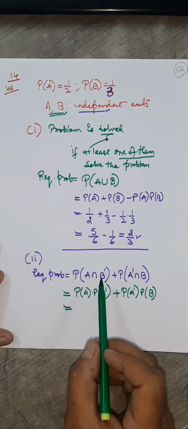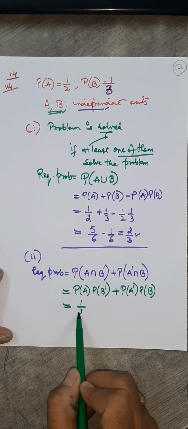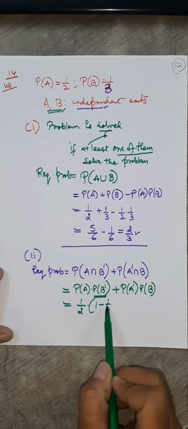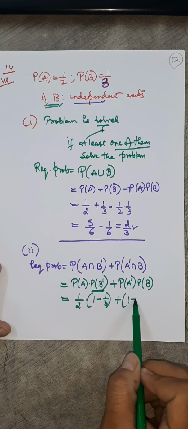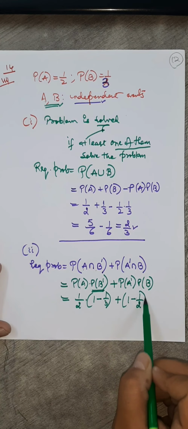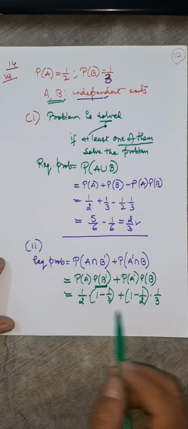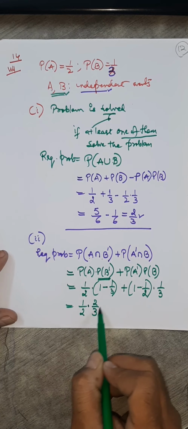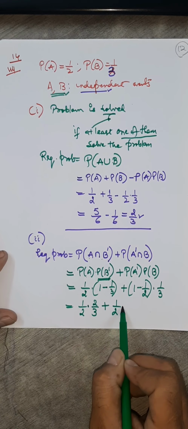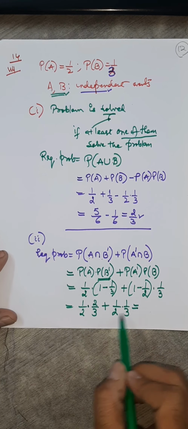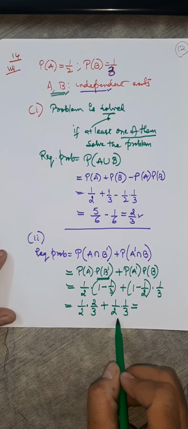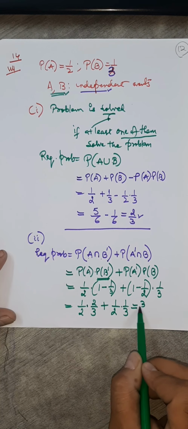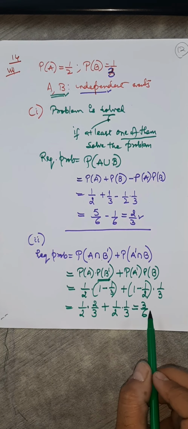Now what is P of A? P of A you are given, that is nothing but how much? 1 by 2. What is P of B dash? Which is 1 minus 1 by 3. What is P of A dash? 1 minus P of A, which is 1 by 2. What is P of B, which is 1 by 3. So 1 by 2 into 3 minus 1, that is 2 by 3. This is half into 1 by 3. So here it will be 2 by 6. This is 1 by 6. So finally we get 3 by 6, which is just half.